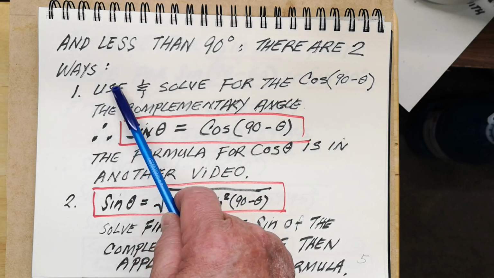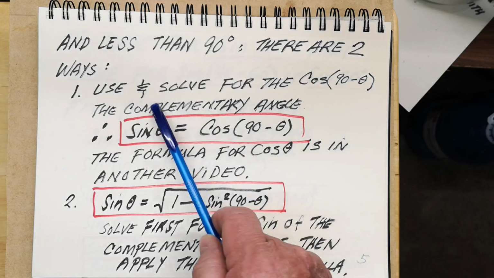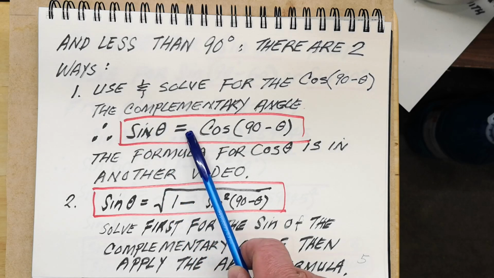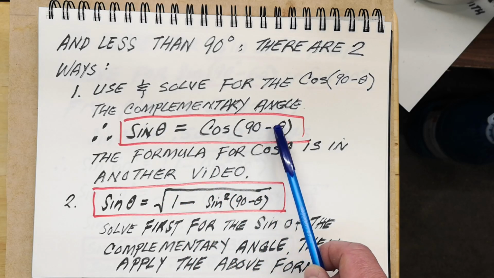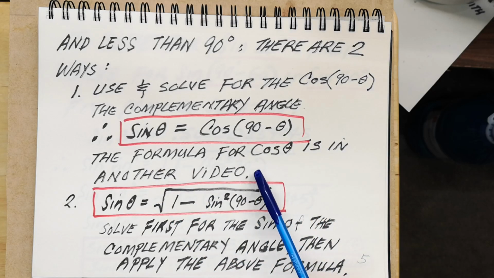First one, use and solve for the cosine of 90 minus theta, the complementary angle. Therefore, sine theta is equal to cosine of 90 minus theta. The formula for cosine theta is in another video. And the second one is sine of theta equals the square root of 1 minus sine squared of 90 minus theta. Solve first for the sine of the complementary angle, then apply the above formula.